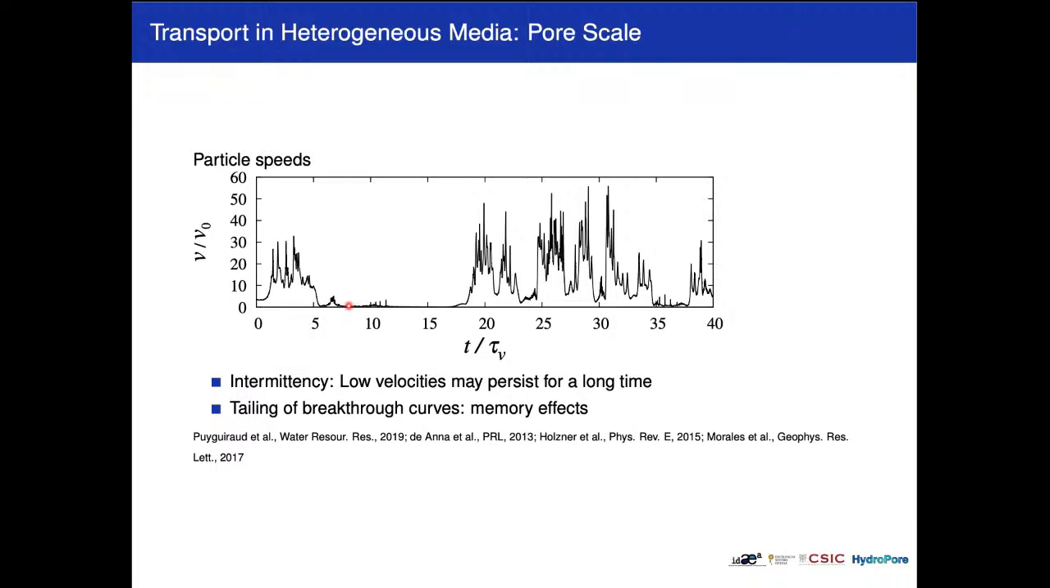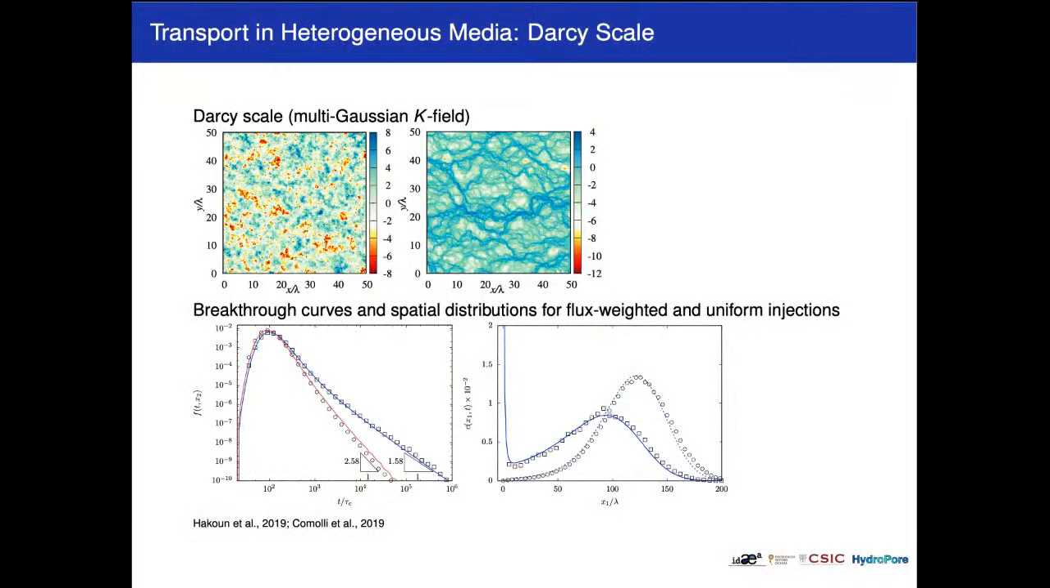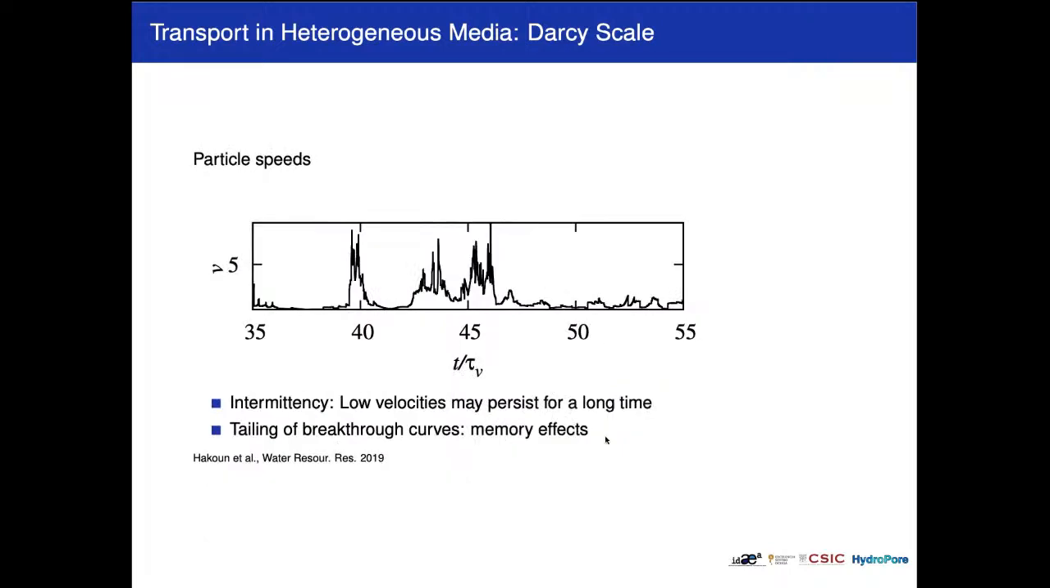And of course, we have particles that are retained in low velocities for a long time, and this is what is causing these long tails, and what is called memory effects. We see the same thing on the Darcy scale. So these are numerical simulations in this type of multi-Gaussian K-field for variances at around 6 or 7. And again, we see memory effects, we see dependence on the injection conditions, and we see strong tailing, both in the breakthrough curves and in the spatial distributions.